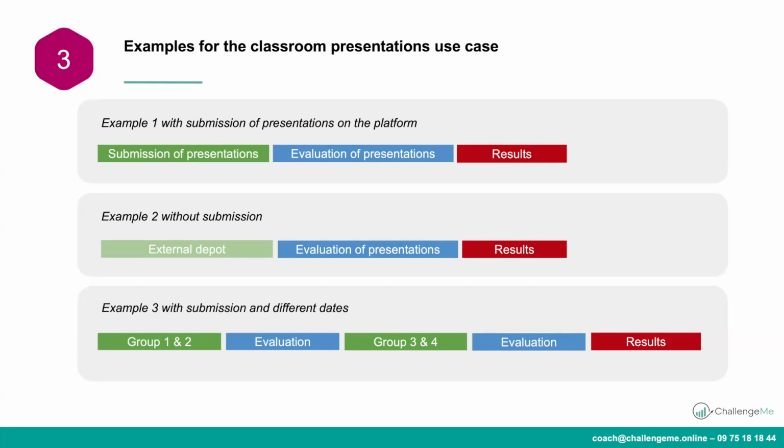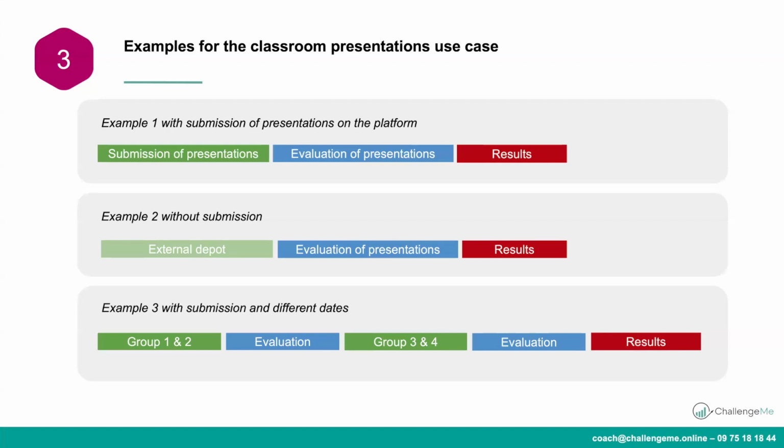Second example, the students do not need to submit their presentation on the platform. At ChallengeMe, we consider this as an external submission. You will therefore need to create this external submission phase by indicating the groups that will make their presentation. Then you will have an evaluation phase where student spectators can evaluate the presentation of the other groups, and as in the first example, a result phase.